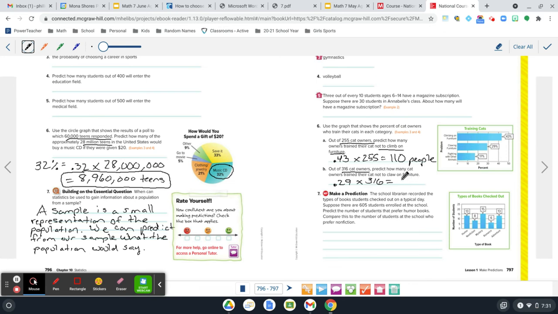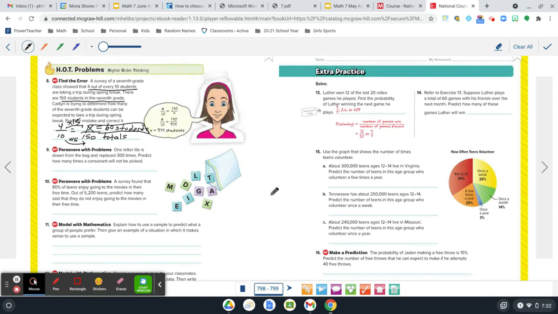And you should be able to see that 92 people are training their cats to not claw the furniture out of 316. All right. So again, to practice, I'm going to have you go to extra practice, which is going to be on page 799. So these are the last couple sample problems we do in the book. And then you're going to head to that worksheet.